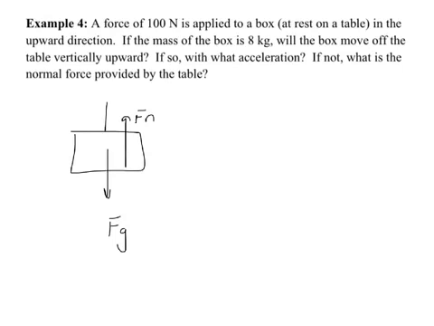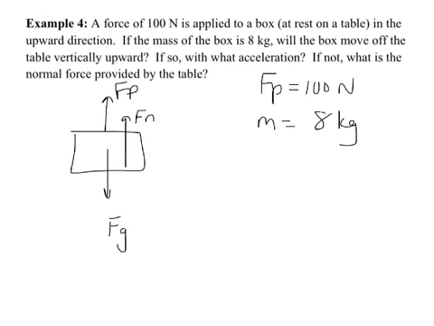And we have a pull also acting upward. So again, there's a pull of 100 newtons acting upward. So let's write that down. Fp is 100 newtons. The mass of the box is 8 kilograms. Okay, that's the information that we have so far.